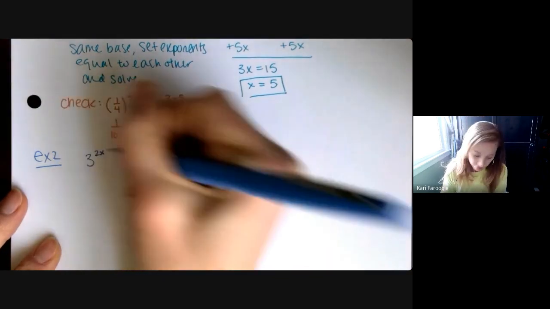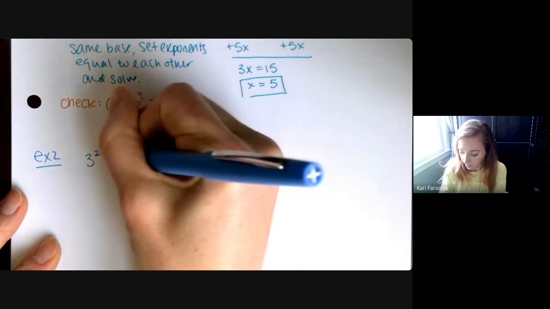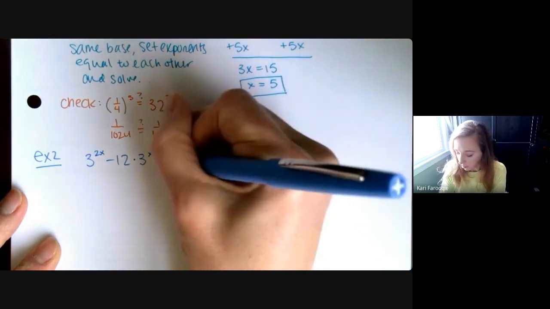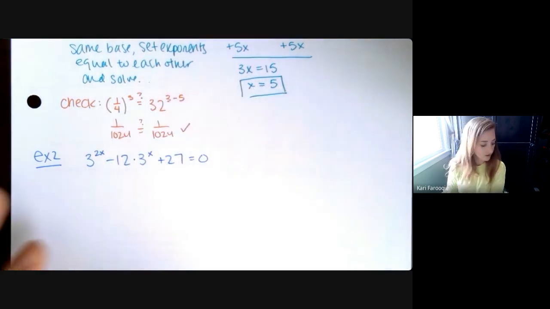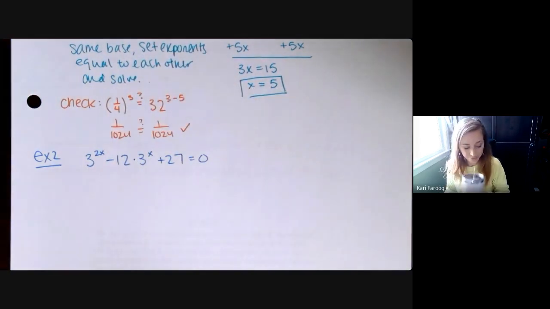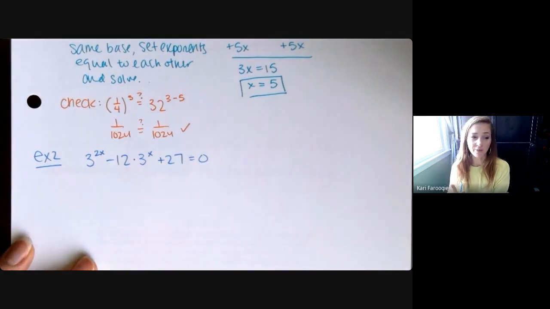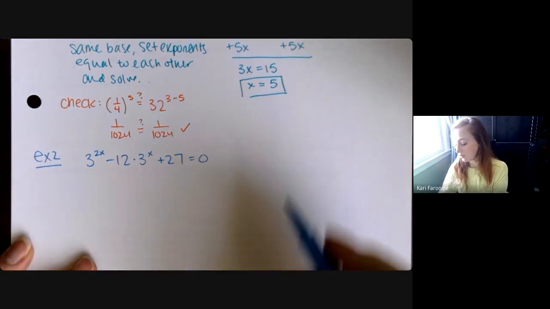3 to the 2x power minus 12 times 3 to the x plus 27 equals 0. Okay, this is a little bit unconventional, but you have actually seen problems like this before. You just don't remember. One of the hardest things about this problem is just knowing where to start. This is actually quadratic in form.